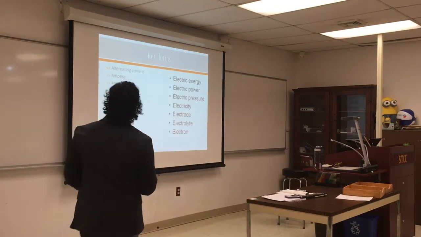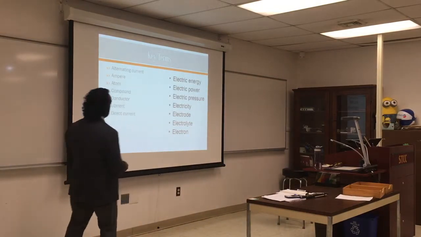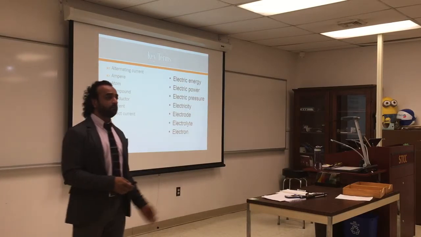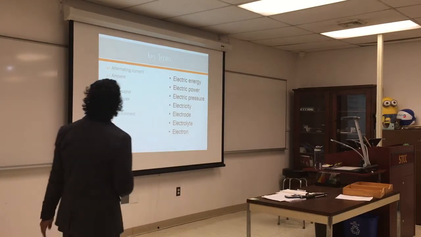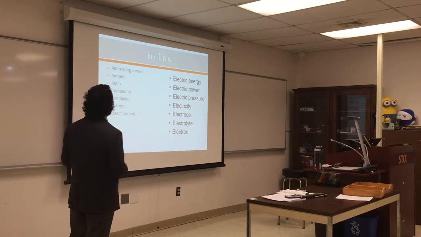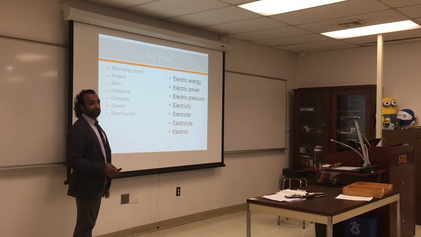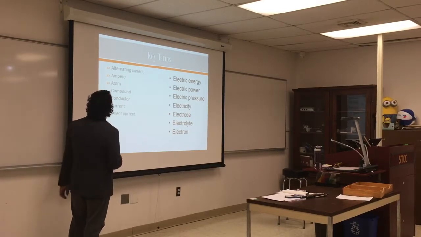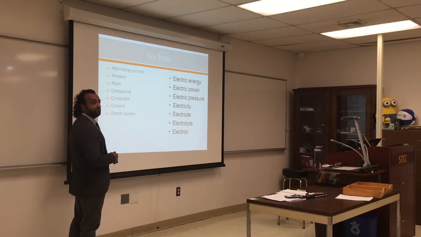So pay attention. These are the terms we will go over. You don't have to write them down. I will repeat them at the end. But just glance through them so that when they come, you will have an idea. Alternating current. Anatoly, what is that? AC. Amperes. Ampere is the unit to measure current.